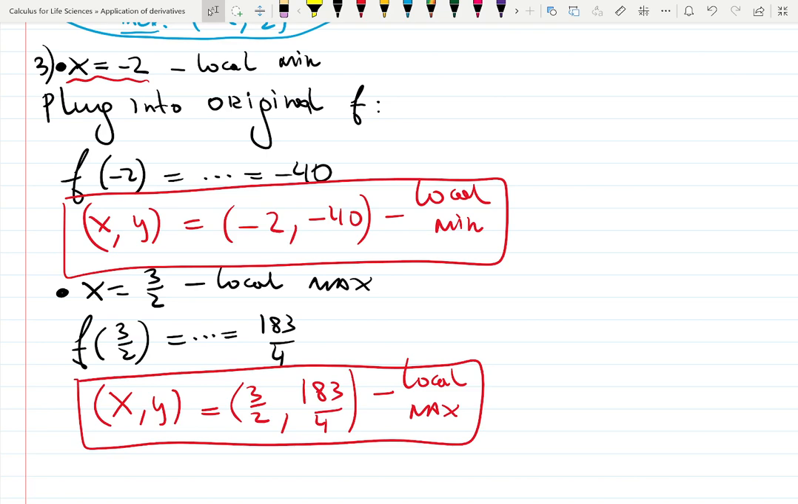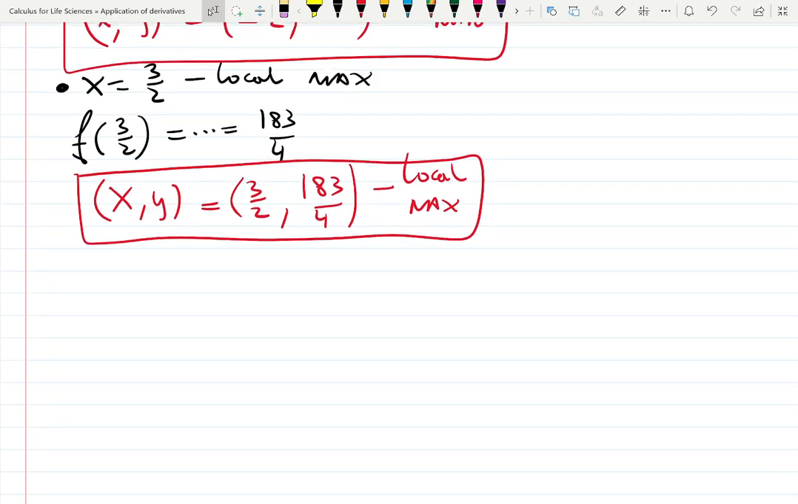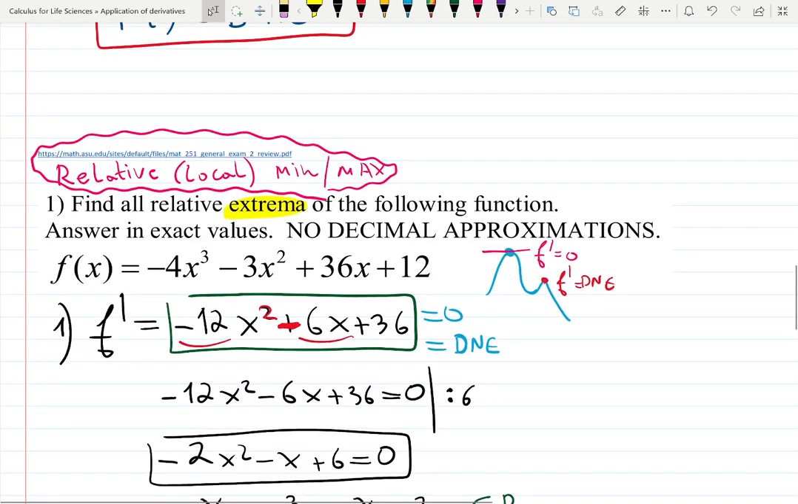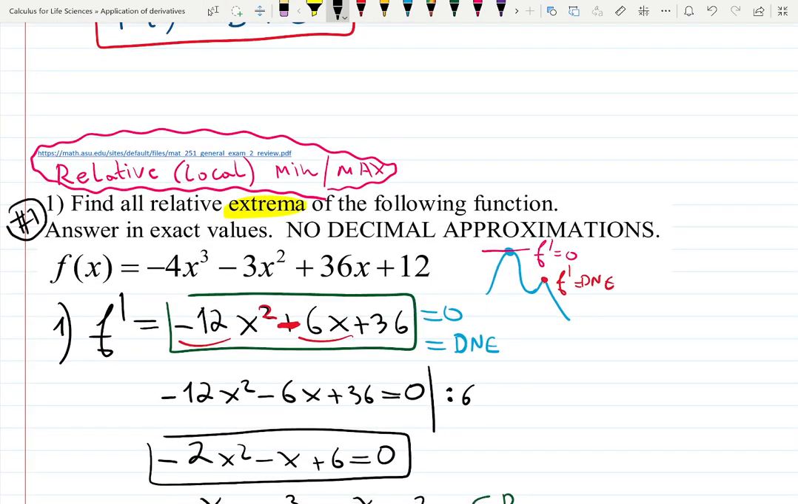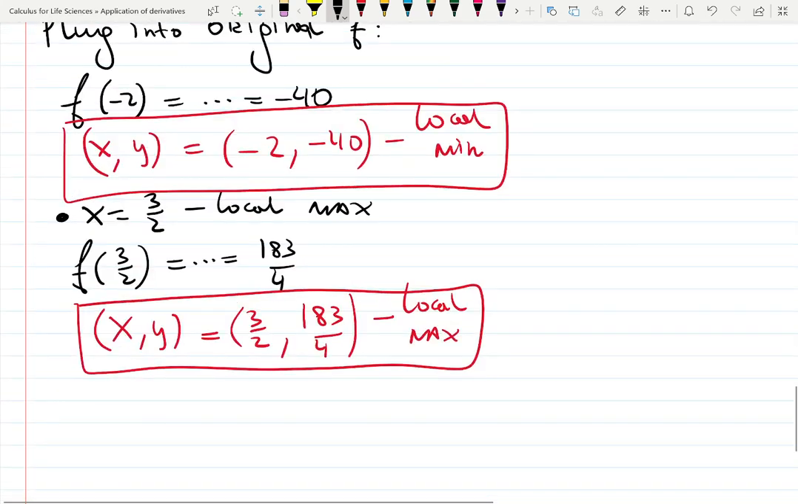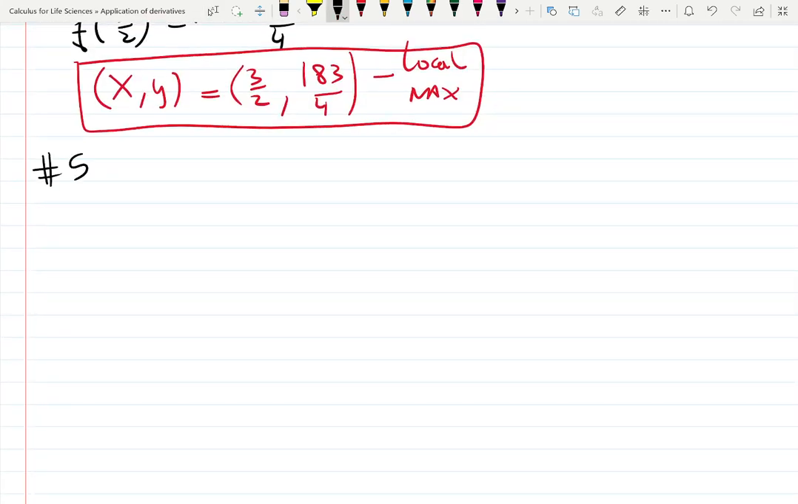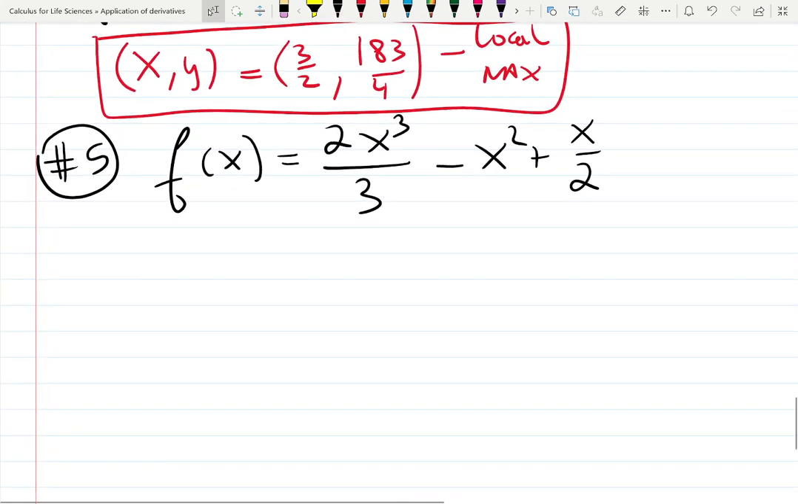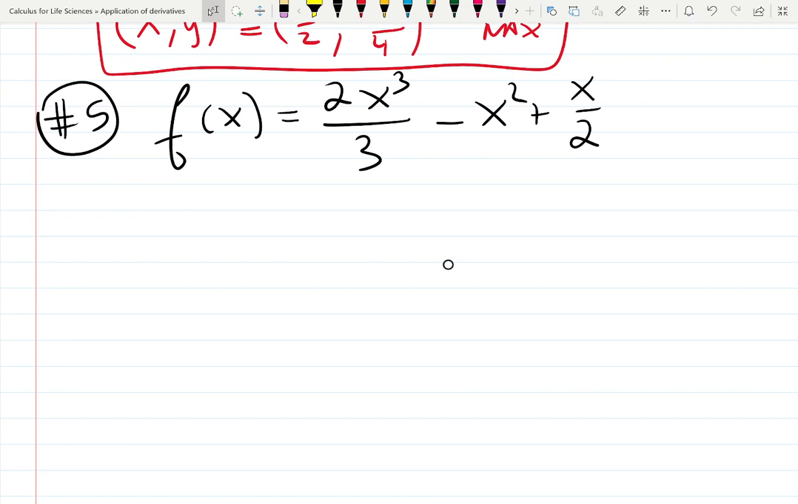Now, how about concavity? Let's do one more example. This example from the review is number 1. Number 1 from the review. Now I'm jumping to number 5. Number 5, f of x is 2x cubed over 3 minus x squared plus x over 2, like so. List all the points at which any extrema occur and classify them.